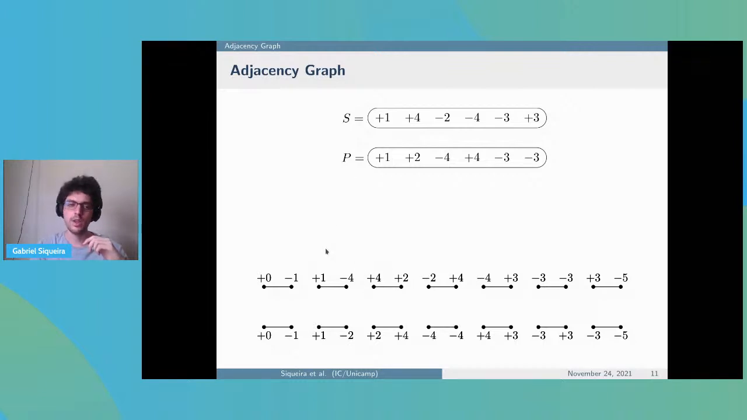And next, we add the gray edges. The gray edges are going to connect the vertices from the sequence above with vertices from the sequence below.